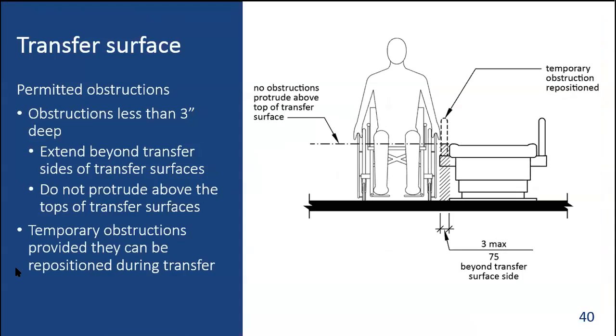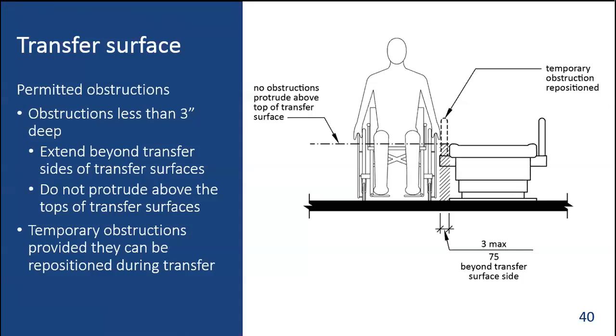There are some permitted obstructions. Obstructions are permitted to extend on the transfer side beyond the transfer surfaces, provided they do not protrude above the top of the transfer surface and are less than 3 inches deep. This essentially allows equipment or other obstructions to protrude beyond the transfer surface, creating a gap of up to 3 inches that the patient needs to transfer over. Transferring over a gap of this size is consistent with existing research and requirements in the ADA standards.